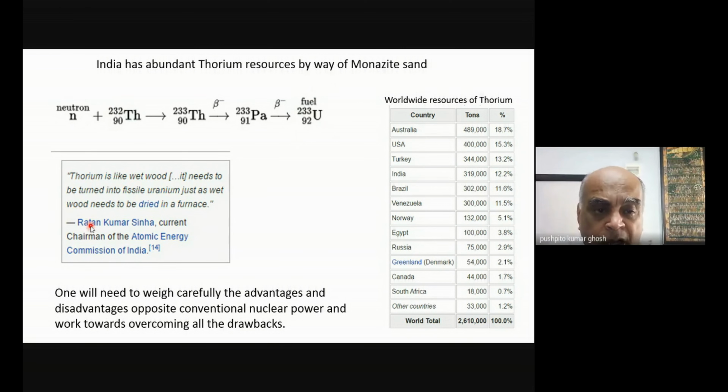In fact, the chairman of our Atomic Energy Commission said that thorium is like wet wood. It needs to be turned into fissile uranium, just as wet wood needs to be dried in a furnace before you can burn it. I can't burn wet wood, I'll have to dry it, right? Similarly, I have to treat thorium, convert it into uranium-233, and then of course one can make use of thorium. This is an area that India is looking at very carefully, and not just India.